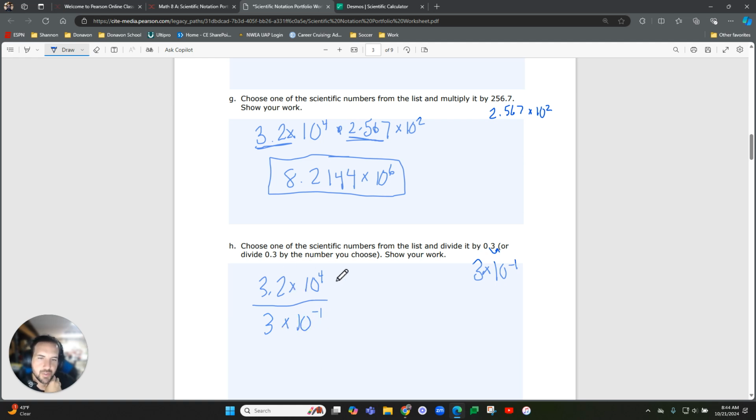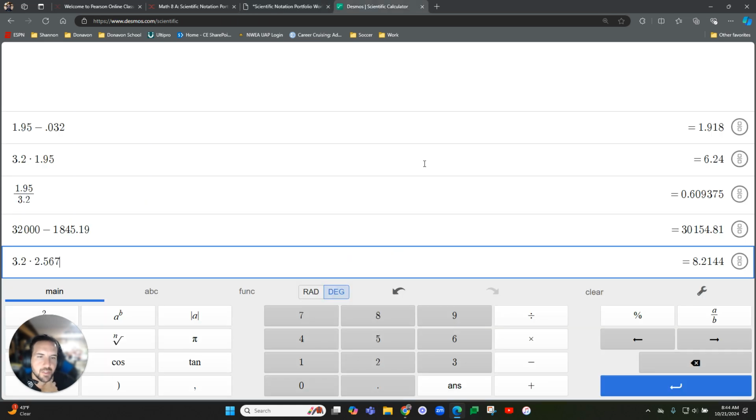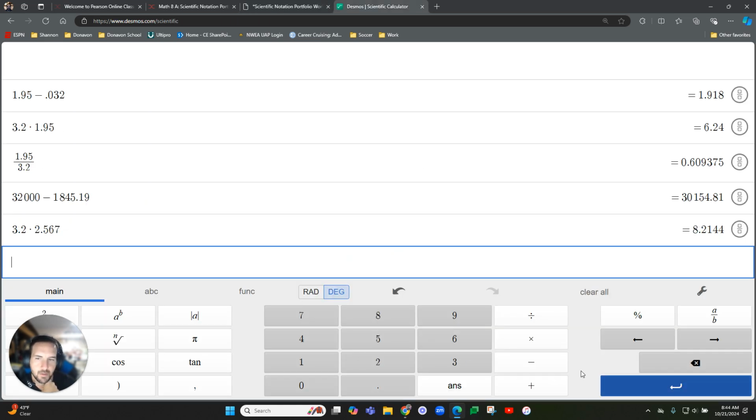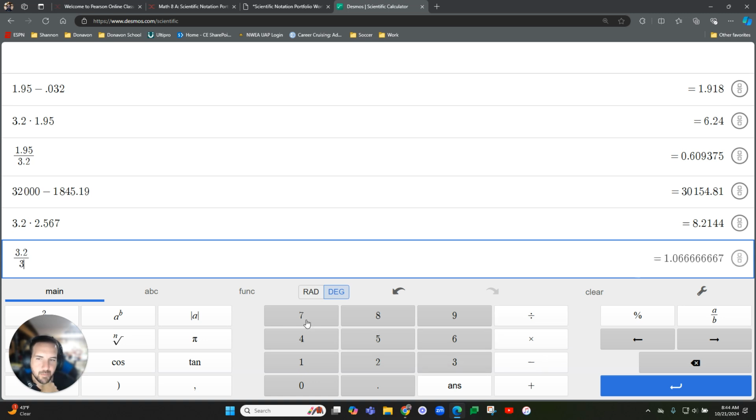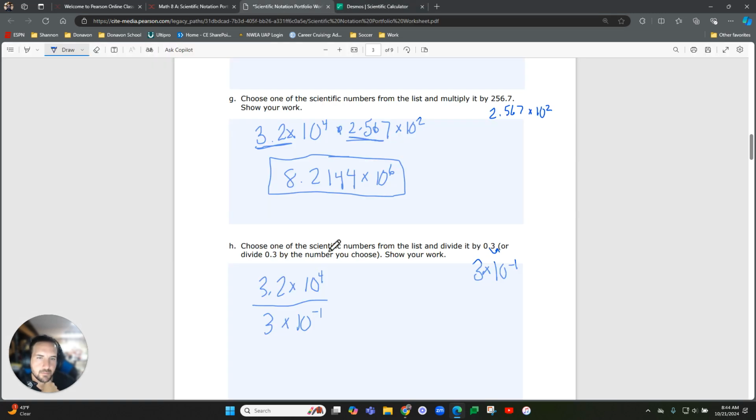Okay, so 3.2 times 10 to the 4th. So I'm going to, again, divide the coefficient. So 3.2 divided by 3. I think I said multiply. It's actually division. So 3.2 divided by 3 is 1.0, and I'm just going to round it to 1.07. So that is approximately equal to 1.07.